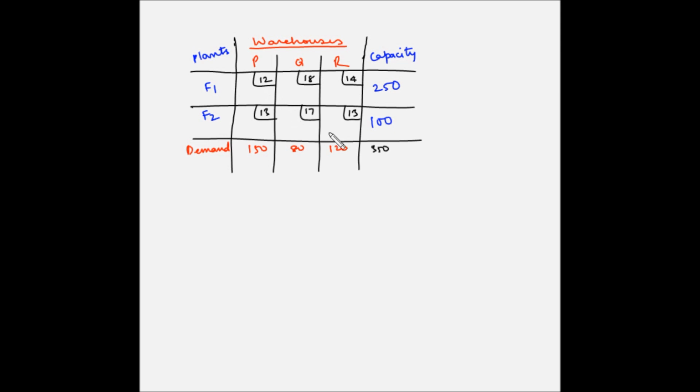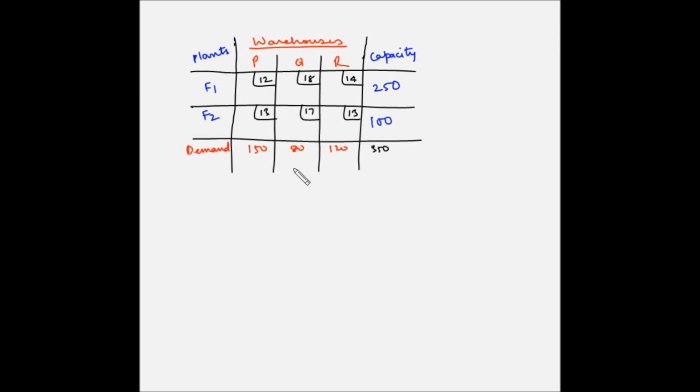Now once we have formulated the transportation table, a check needs to be done to find out if the total supply and demand are equal to each other. So let's quickly calculate it. We have supply equal to 350 and the demand is 80 plus 120 is 200 plus 150 is 350. So demand and supply are both equal to 350. So this is a balanced transportation problem.